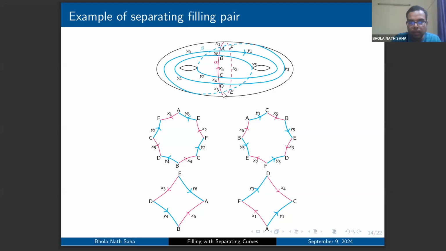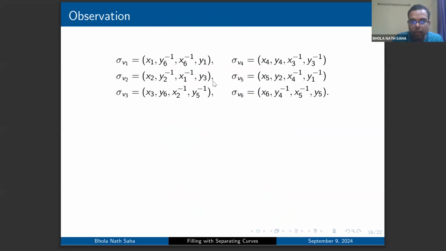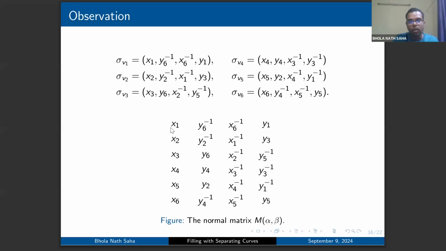note that the edges xi stand for the separating curve, and here we have placed the edges representing the separating curve in the first column. And in the second column, if yi is there, then yi inverse is also there, and this also holds in the fourth column.